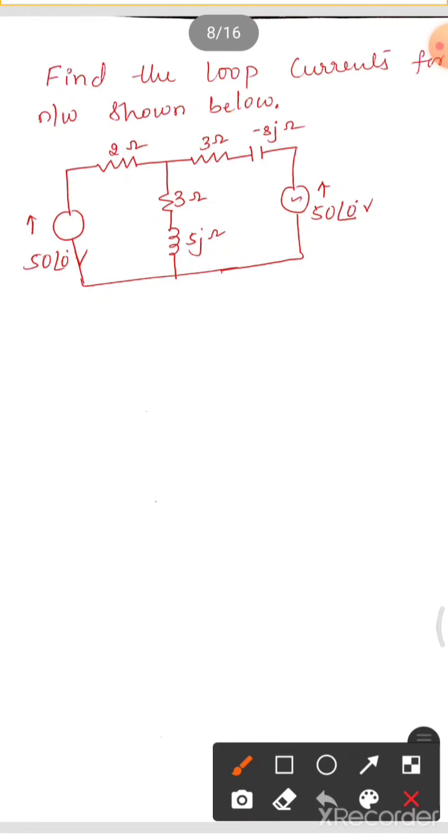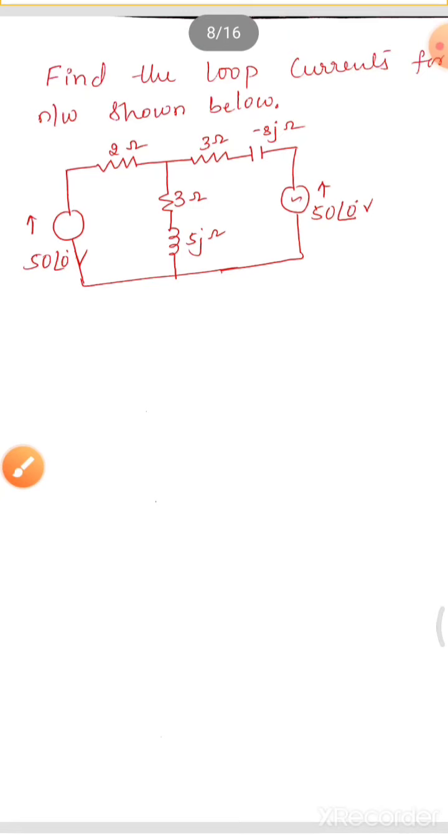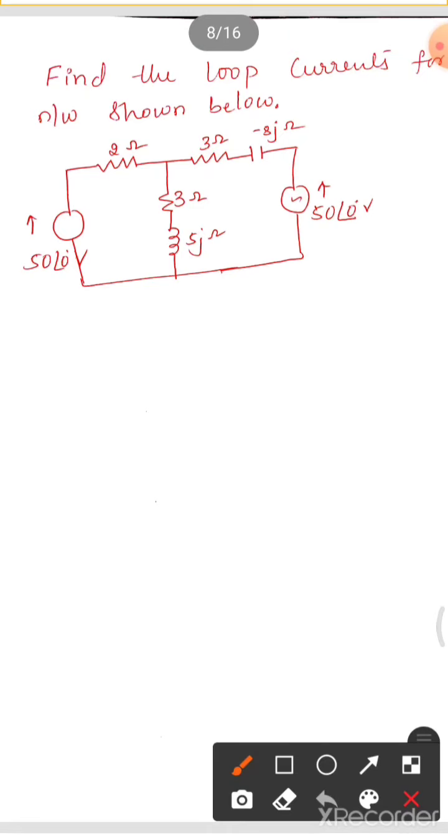There is a 50 at an angle 0 volts voltage source, and here also we have a 50 at an angle 0 volts voltage source. This arrow mark they have mentioned for the reference. It means this is negative and this is positive. Since an AC circuit has no polarities, for our convenience we are going to take it like this.